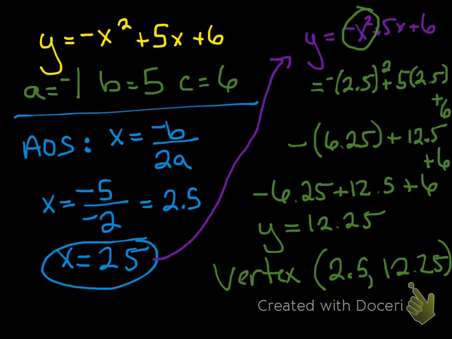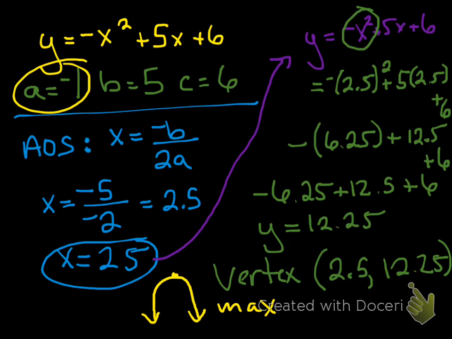Alright, and our A is negative in this one. Right, see this? A is negative. So that means it's going to open in a downward direction, and that point is called its max. Okay, go ahead and try number 12, pause it, and then you can check if you need to come back.